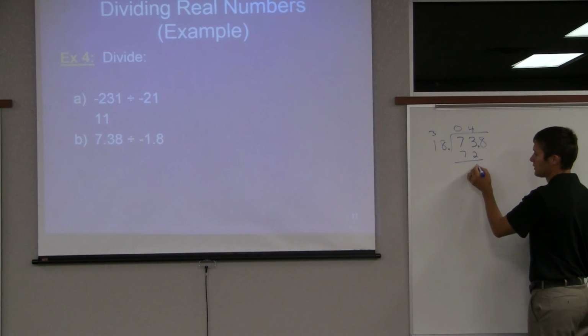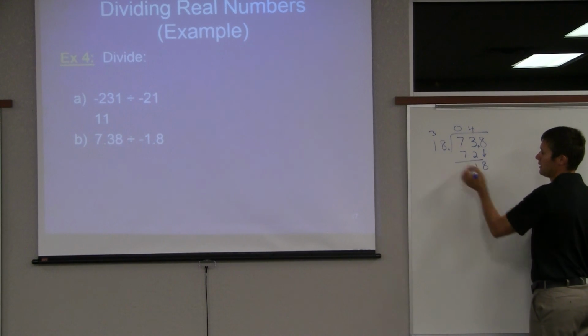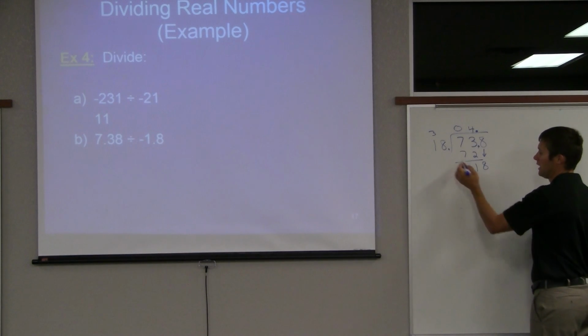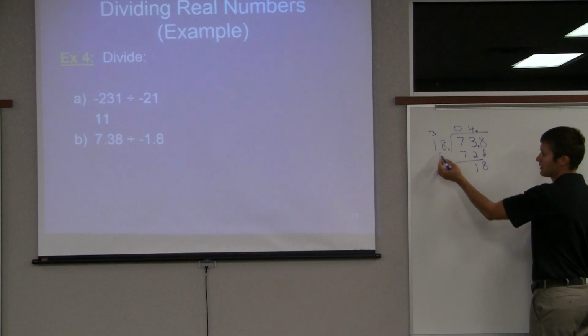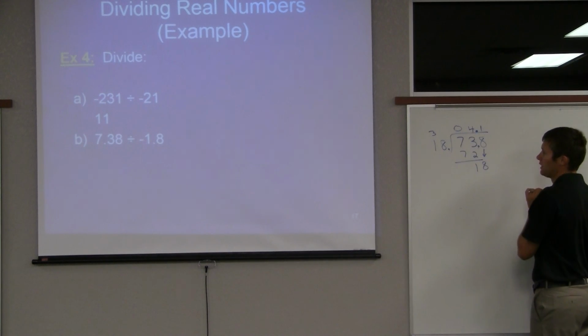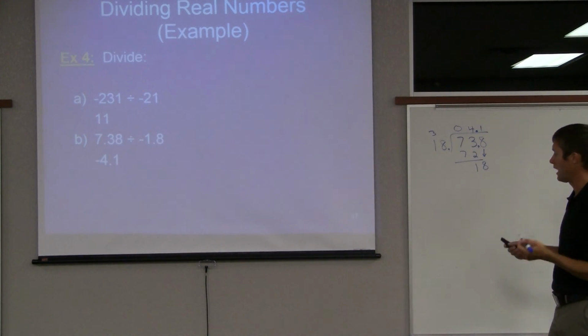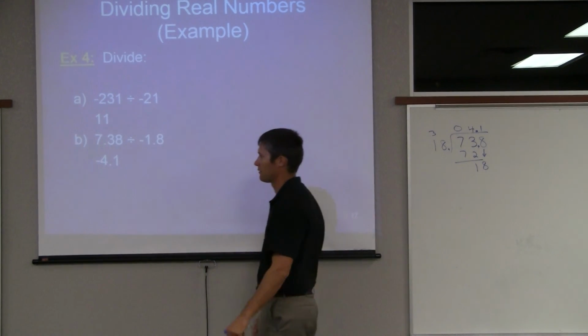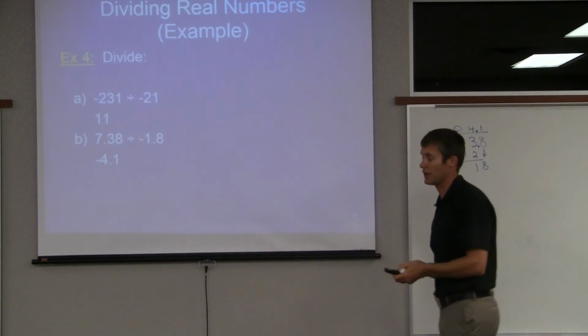3 minus 2 is 1. Drop down the 8 is 18. And now we go ahead. We put our decimal point right there. How many times does 18 go into 18? 1 time. So we'd have 4.1. Now, again, remember we divided positive by negative, so it should be a negative. Okay? So that's what you're going through.